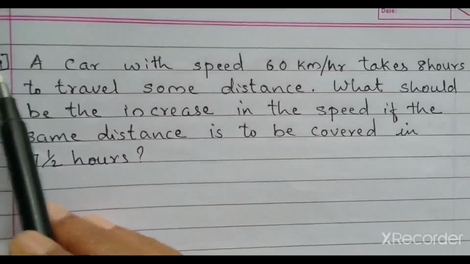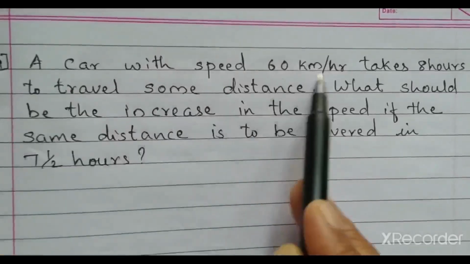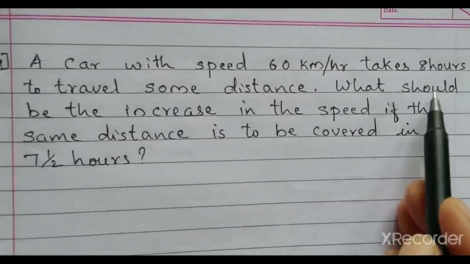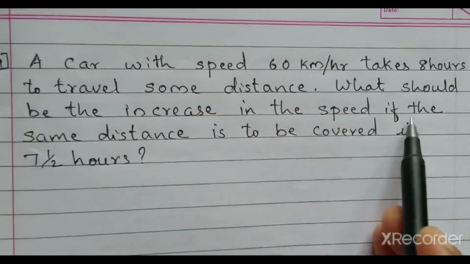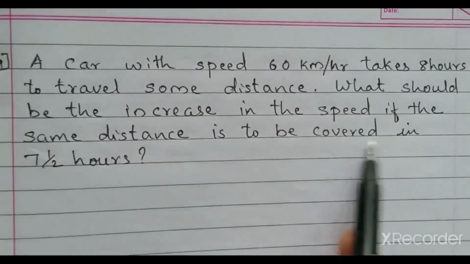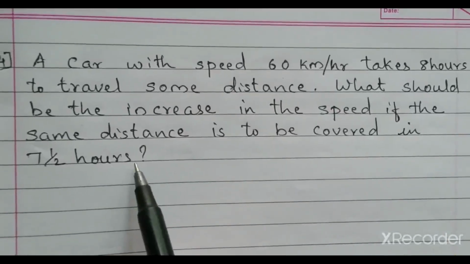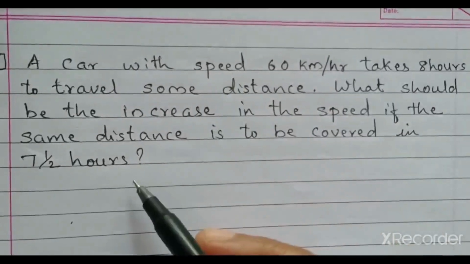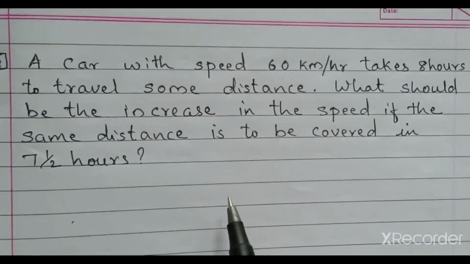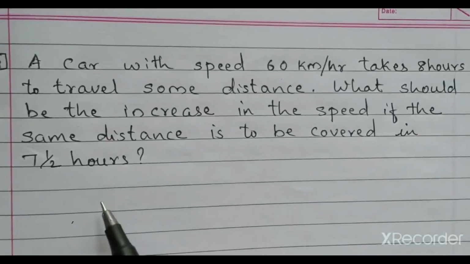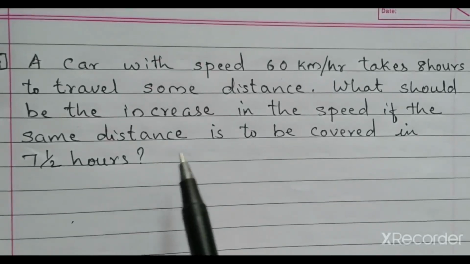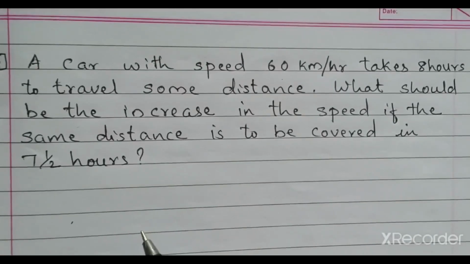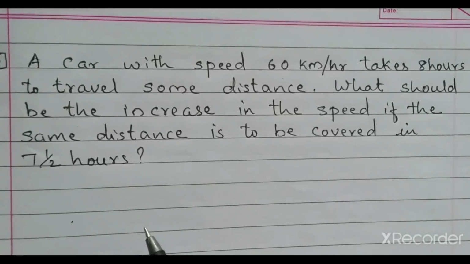Now let's see question number 4. A car with speed 60 kilometers per hour takes 8 hours to travel some distance. What should be the increase in the speed if the distance is to be covered in 7.5 hours? We know that there is an inverse relationship between speed and time. The distance covered is the same. So when time has reduced, the speed has to increase. So what kind of a relation is this? Yes, it is an inverse relation.